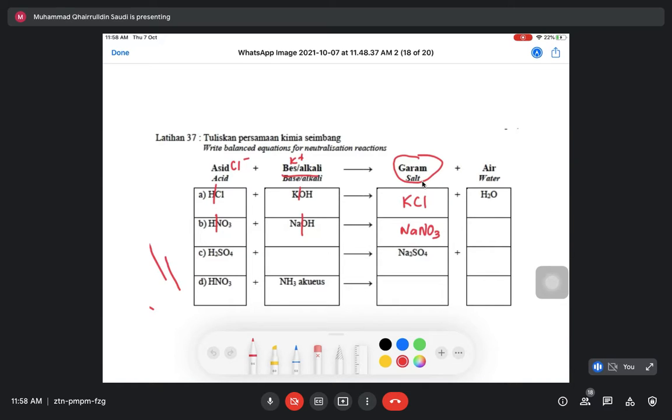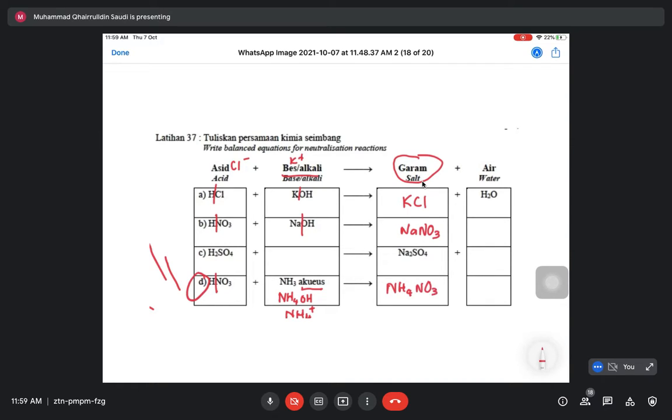Okay, we start with D first. Nitric acid plus ammonia aqueous. Like I said before, in ammonia aqueous, most of it still exists as ammonia molecule, NH3, but some of it exists as ammonium hydroxide. So you can know that in aqueous ammonia, there are some ammonium ions, NH4 plus, present. So ammonium ion with nitrate ions, you will get ammonium nitrate. Plus water. Our product will always be salt and water.